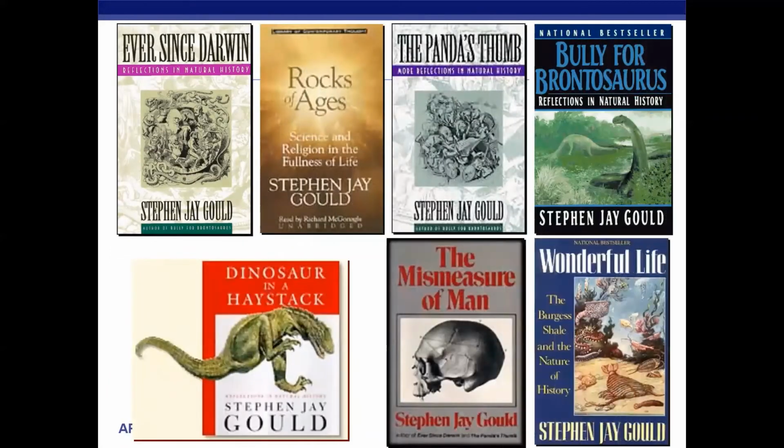If you ever take an evolutionary biology class at the university level, you'll probably have to read one of his books. For example, I've read Dinosaur in a Haystack, really good to read. The Panda's Thumb is also one I read for one of the classes that I took at the university level.